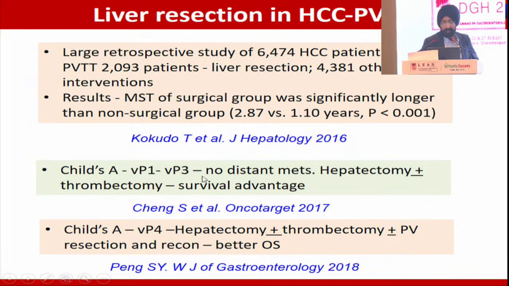Another study showed that Child's A patients, VP1 to VP3, people who do not have distant Mets, will benefit from hepatectomy with or without thrombectomy. And even if they have VP4, with vascular reconstruction of the portal vein with or without thrombectomy, these patients have better overall survival than alternative treatment.